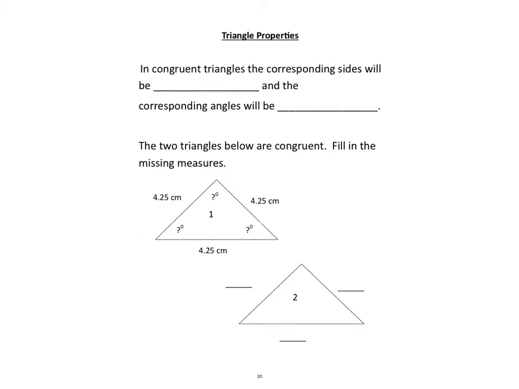Going on to page 10, it says, in congruent triangles, the corresponding sides will be equal and the corresponding angles will also be equal. They will be congruent. We saw this in the unit when we were matching up similar figures and the matching sides. So we now have to look and say, hey, we got two triangles below, we're told they're congruent, meaning all the sides are the same, all the angles are the same, and we got to fill in the missing measures.